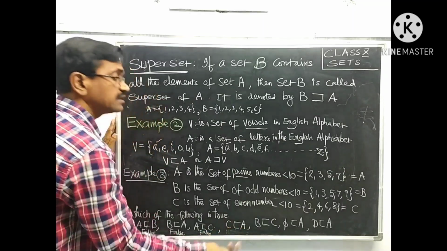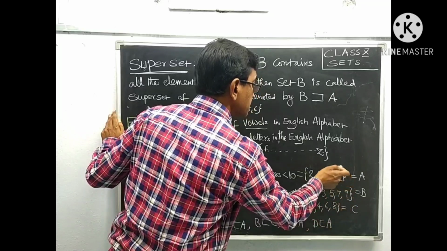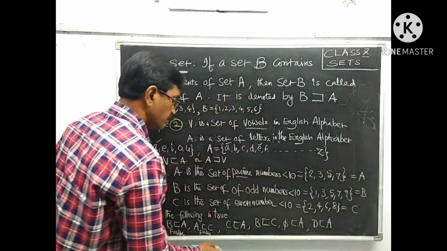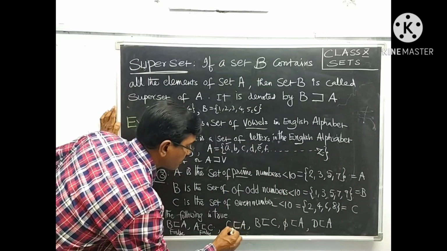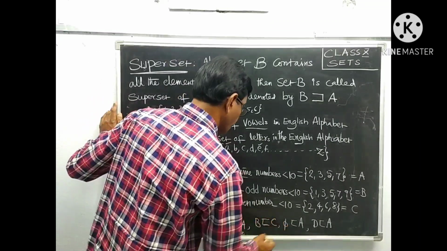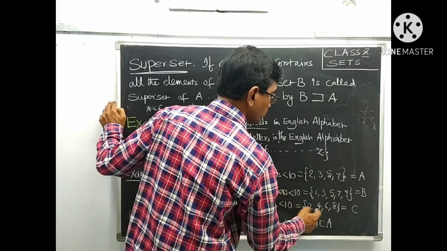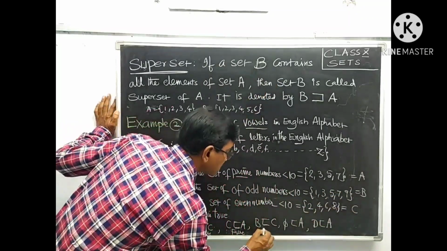C subset of A? No. Here 8 is there, and 8 does not exist in A. Therefore, C subset of A is also false. B subset of C is also false: B is 1, 3, 5, 7, 9 and C is 2, 4, 6, 8, so false.